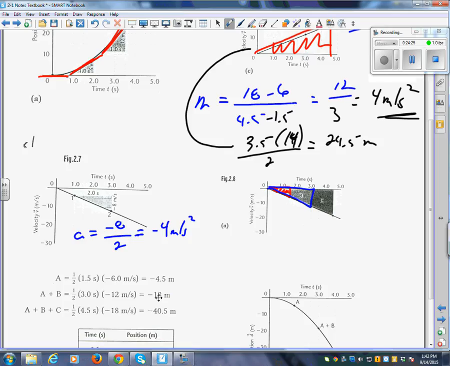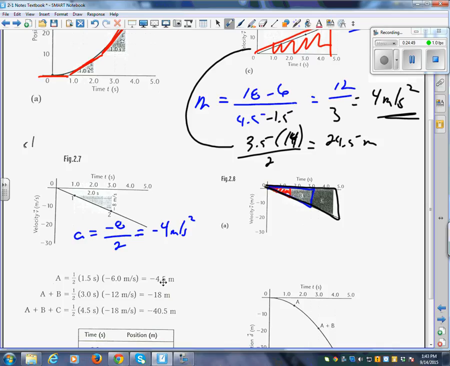And then they took A plus B plus C, which is this big triangle here, which I will mark in black. Right? Base is all the way to here, to 4.5. Down to -18. 1/2 of 4.5 times -18 is -40.5. So now I've got 3 displacements. I have to reconstruct a DT graph. So what am I going to do?